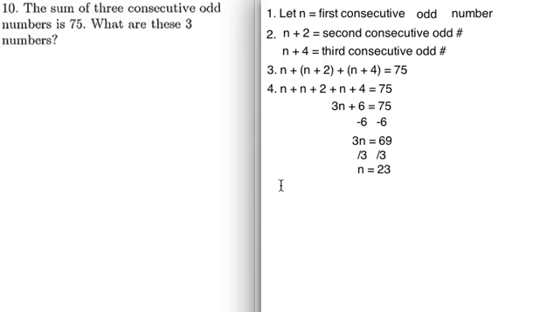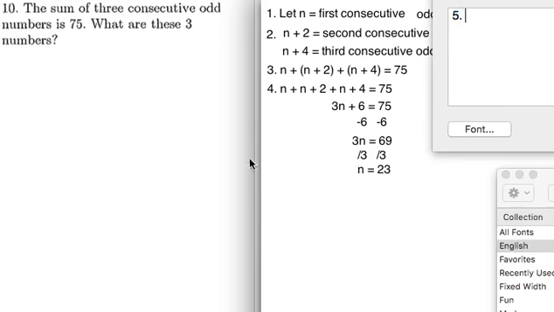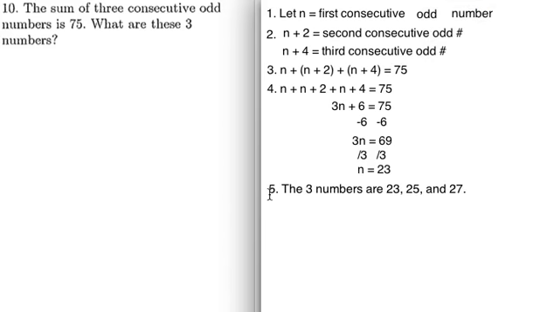So now, step 5. I look at what the question's actually asking. What are these 3 numbers? And I answer that question in a sentence. The 3 numbers are 23, 25, and 27. And that is how you solve that one.